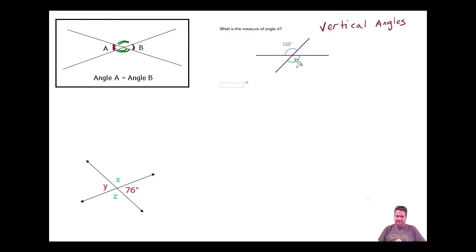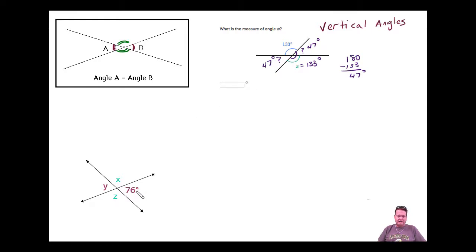So let's take a look at this example here. If we're being asked what's the measure of angle X, well, X is directly across from 133 degrees. So that means that X must also equal 133 degrees. Now if I wanted to find out this angle here or this angle here, I don't need to do anything else except subtract 133 from 180, because this is a complete straight line, which is a straight angle. And if you take 180 minus 133, you're going to get 47 degrees. And so this angle is 47 degrees, and since this is vertical, this one is also 47 degrees.